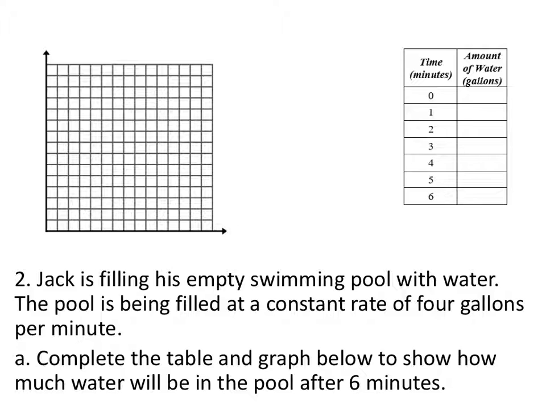Number 2, Jack is filling his empty swimming pool with water. That is the next page. The pool is being filled at a constant rate of 4 gallons per minute. Part A, complete the table and graph below to show how much water will be in the pool after 6 minutes. Take a couple minutes with your neighbor and finish these 2.